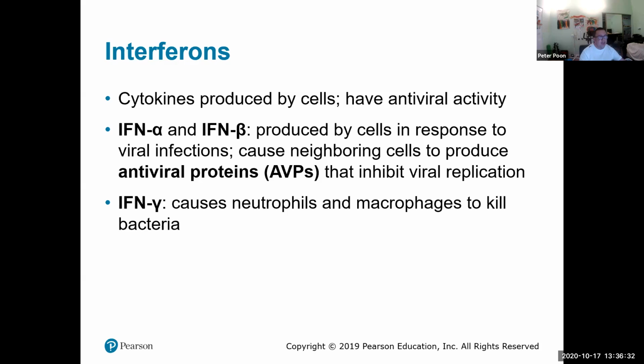So, interferons. Interferons are cytokines that are produced by cells that are infected. Interferon alpha and interferon beta are produced by cells in response to viral infections. They don't protect the cells that are infected. They cause the neighboring cells to produce antiviral proteins that inhibit viral replication.